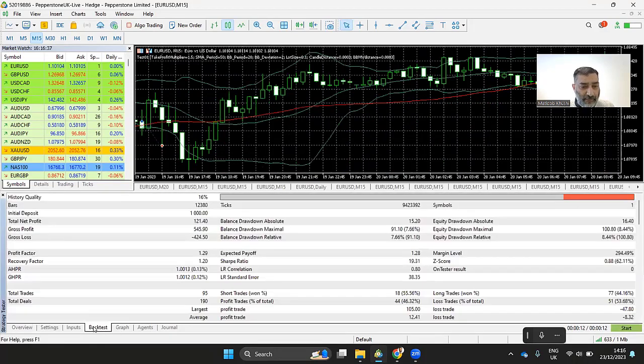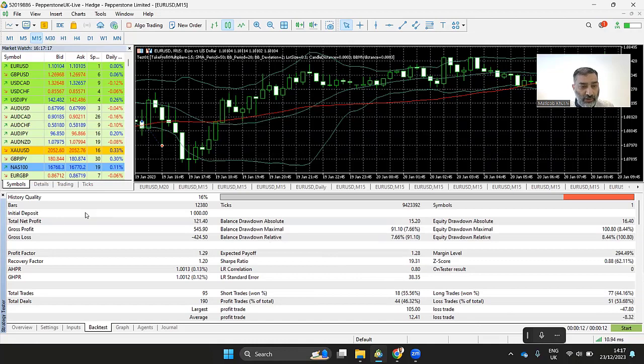Okay, so go back to the backtest. Now here on the backtesting, you can see exactly how many trades took place. So the total trades were 95. These were double of these ones. So out of these 95 trades, there were 18 short trades, and 55% of those trades made money. And in terms of the long trades, there were 77 long trades, and 44 were successful. The rest of them were lost.